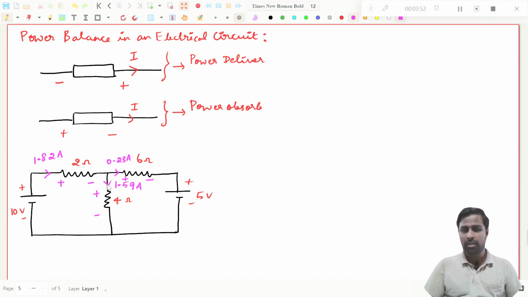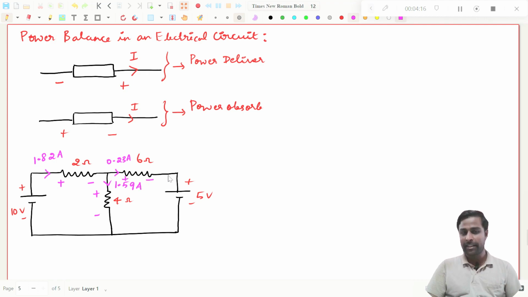And also this 1.59 amperes of current is flowing from plus to minus in this resistor, that is also absorbing power. And this 0.23 amperes is going from plus to minus in the 6 ohm resistance, that is also absorbing power. And this 0.23 amperes of current is also going from plus to minus in this 5 volt source. See, this is very important.